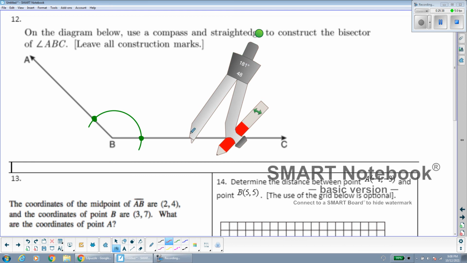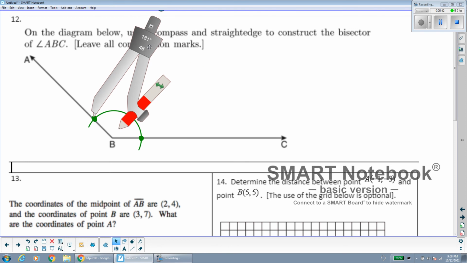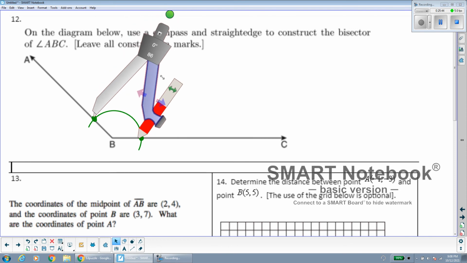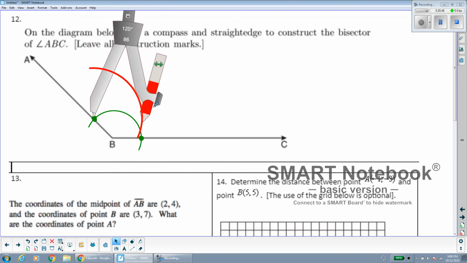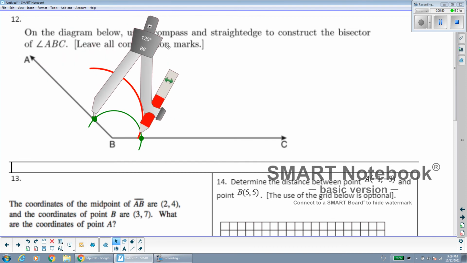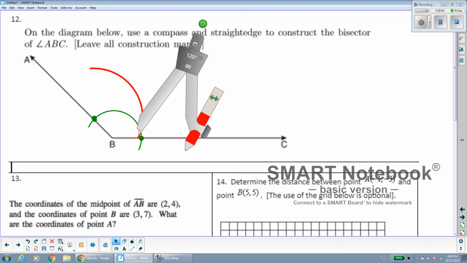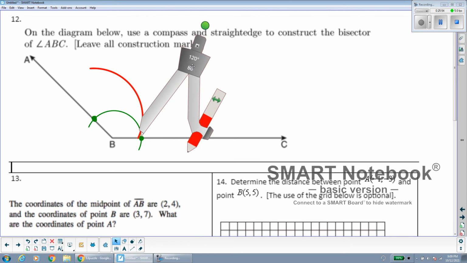I'm going to take my compass and put it on each of those intersection points. So I'll put it on the top one first. Doesn't matter how far I open my compass. Using the same distance or the same hole if you're using a red compass, I'm going to put my compass point on the other intersection point.